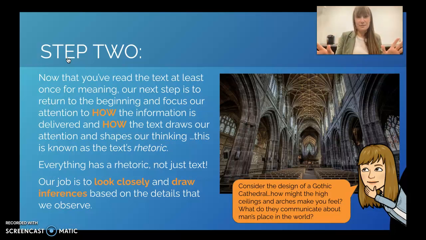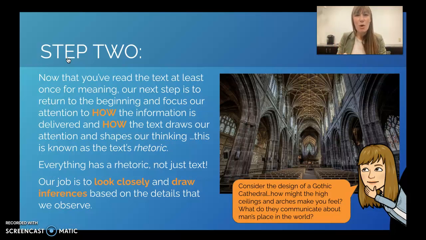Now, everything has rhetoric, believe it or not, not just a text. In fact, let's take a look at this little picture in the right-hand column. This is a picture of a Gothic cathedral, maybe something that you have seen in textbooks or in movies. Maybe you've even visited one if you've been able to travel. So if we think about the architecture of this structure with these very lofty ceilings, right? Think about how a space like that might make you feel. What is the intention? What is being communicated about man's place in the world simply through the design of this space, right? You can see here at the bottom of the image all of the seats.